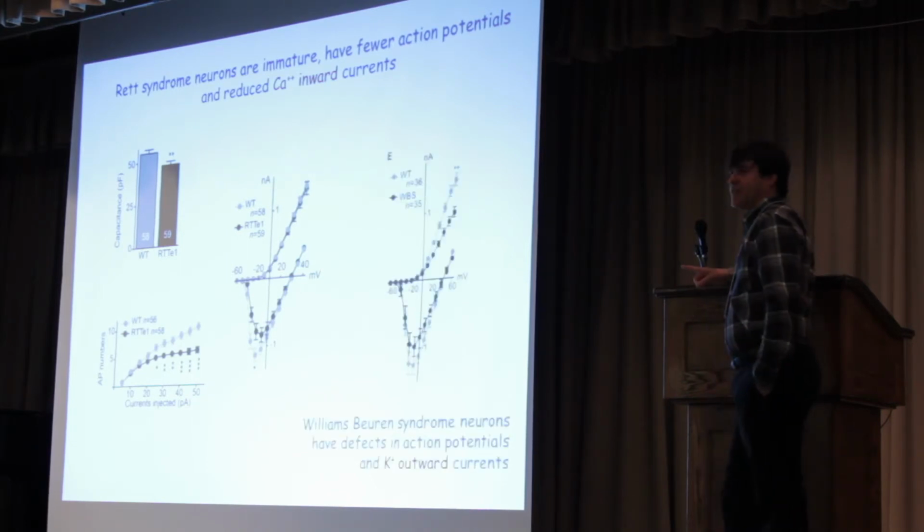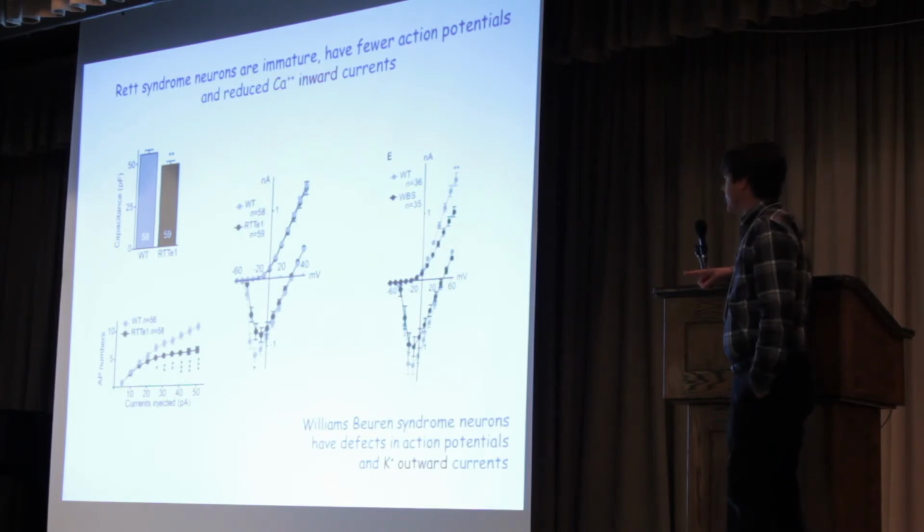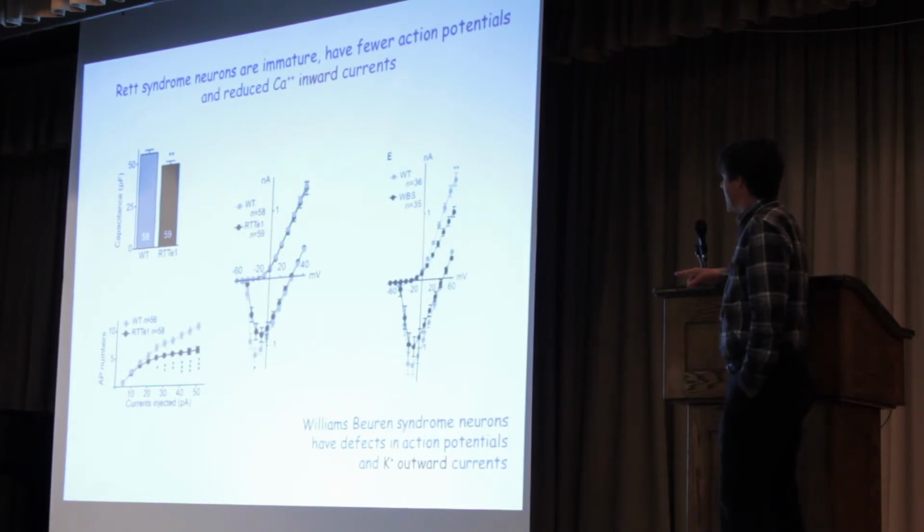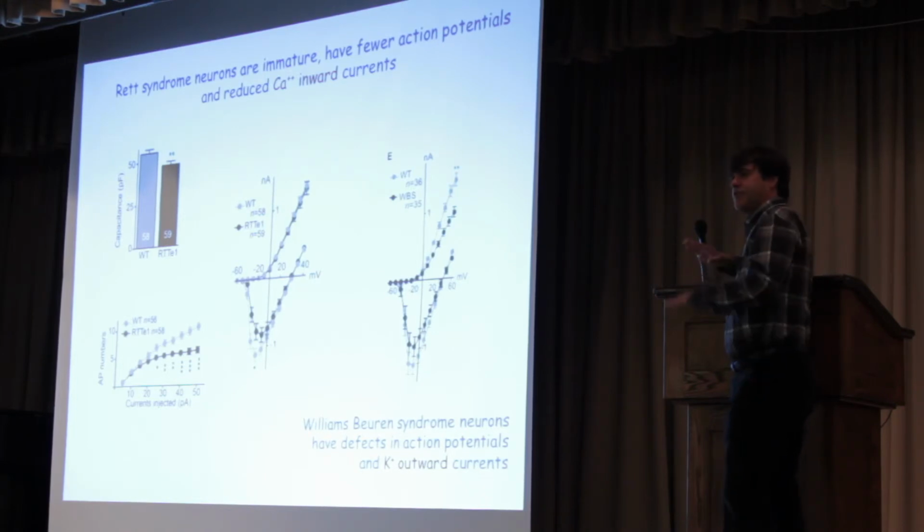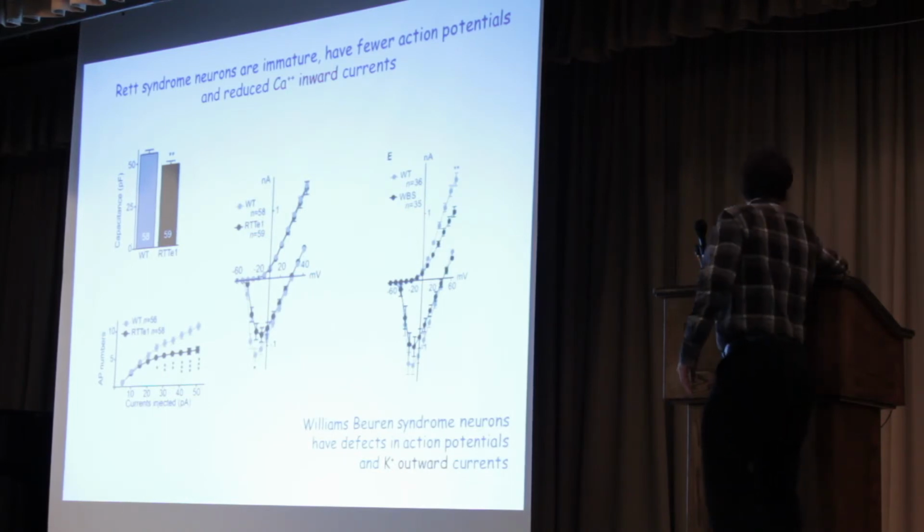Now, we know that this isn't what happens in all neurodevelopmental disorders because we've also worked with Williams-Beuren syndrome neurons and given them to Mike Salter for electrophysiology. And they also have defects in action potentials, but in this case, it's potassium outward currents that are different. You can see the bar is extending up to the right here in that panel called E with the double stars on it. There's the difference there in the outward currents. So different neurodevelopmental disorders can have different electrical outcomes.